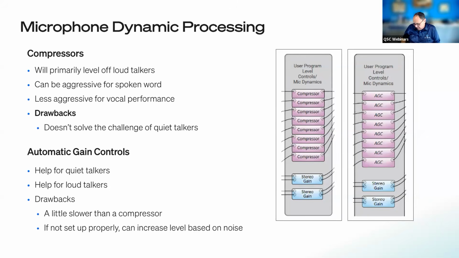So if you've got a quiet talker, the compressor is not going to be helpful with that. Automatic gain controls, AGC blocks that we have, help for quiet talkers, help for loud talkers. It's slower than a compressor, and if it's not properly set up, you can increase your noise level. You can increase level based on noise in the room.